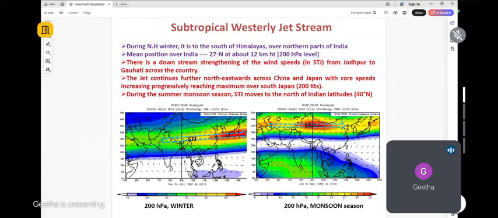The jet continues further. It is not stopping with Guwahati. It continues northeastwards across China and Japan, and the wind speeds keep on increasing. You can see here how the wind speeds are increasing up to about 200 knots over Japan. But during the southwest monsoon season, you can see the subtropical westerly jet moves to the north of the Indian latitudes, approximately along 40 degrees north.